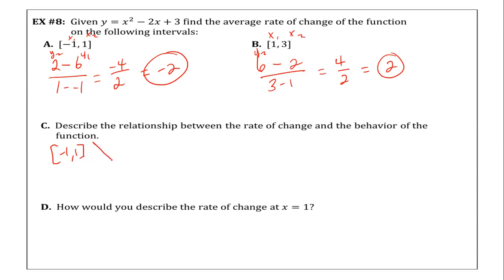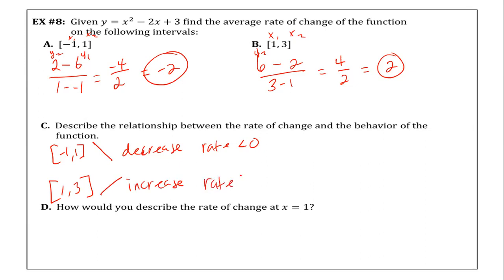It decreases, right? So that decrease lets us know that our AROC is going to be what? Our rate is going to be less than 0. Our rate is going to be negative. Is that what happened? Yes. Okay. When you look on the interval from 1 to 3, what kind of line did it create? A positive, an increasing line, right? And because it's positive increasing, we knew that our rate was going to be positive, greater than 0. And was our rate greater than 0? Yes.